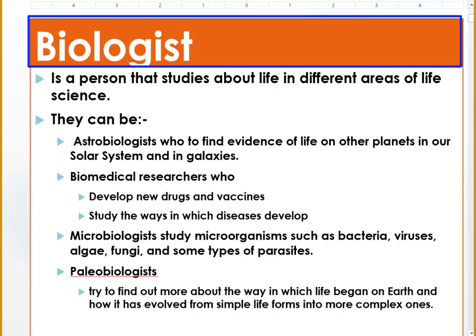What is a biologist? A biologist is a person that studies life in different areas of life science, or is specialized to study different branches of biology.